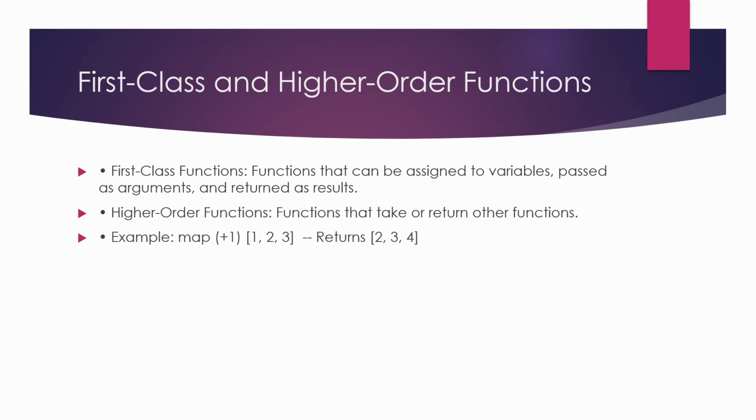Functional programming treats functions as first-class citizens. This means that they can be assigned to variables, passed as arguments, and returned as results. Higher-order functions are a key feature as they take other functions as inputs or return them as outputs. For example, the map function can apply a given operation to each element in a list.